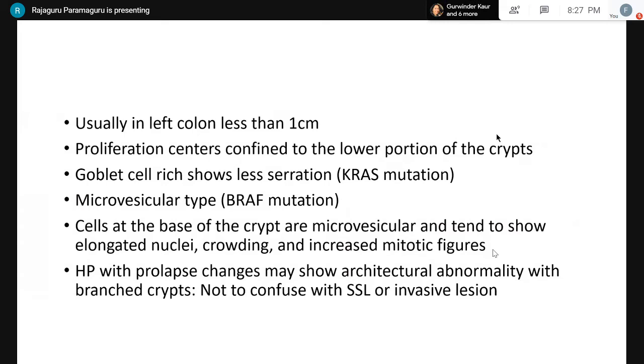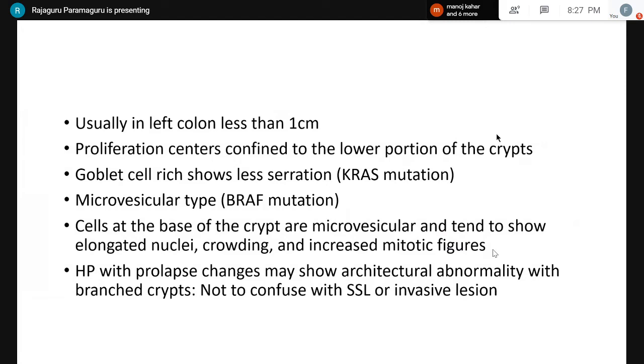Cells at the base of the crypts are microvesicular and tend to show elongated nuclei, crowding, and increased mitotic figures. This is what I was describing. And hyperplastic polyps with prolapse changes may show architectural abnormality with branched crypts.